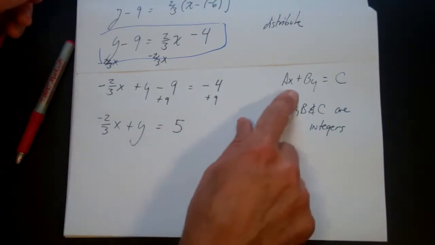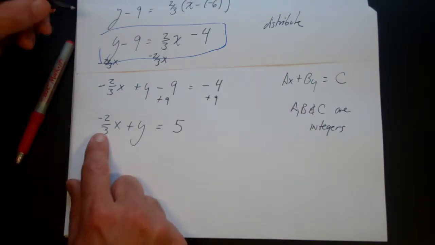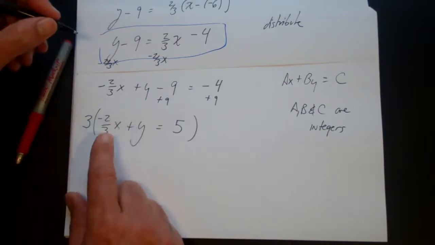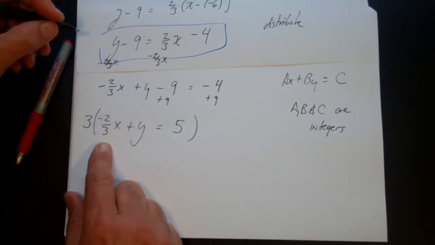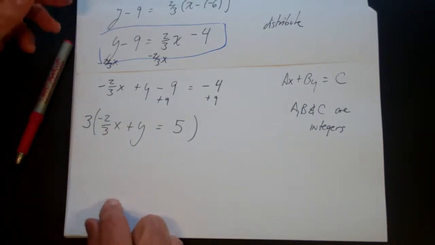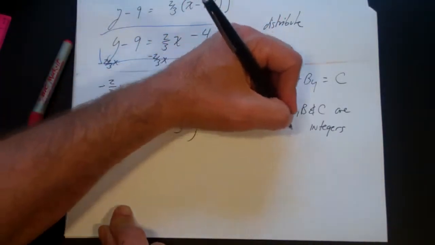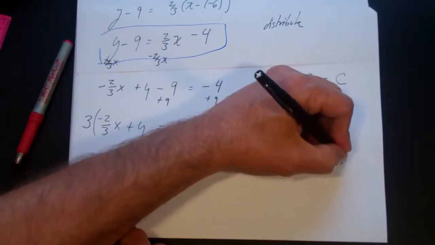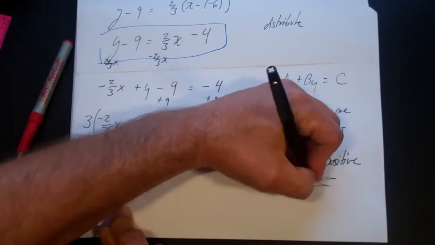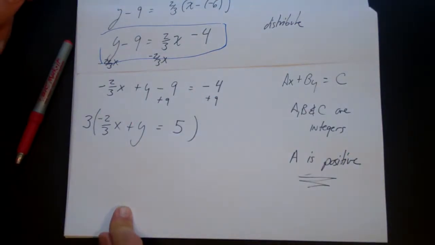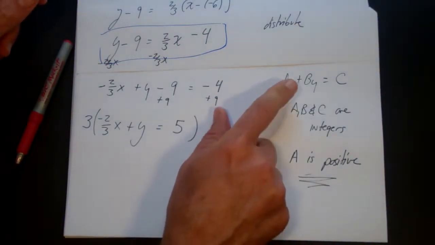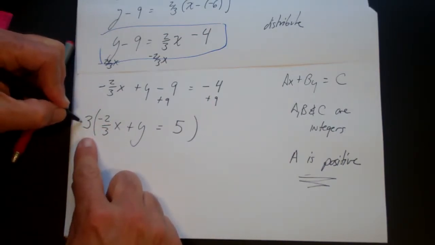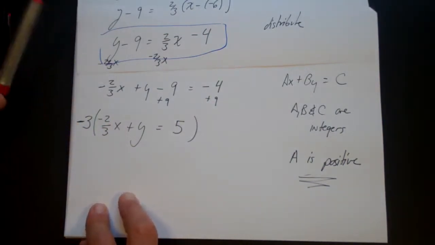Now notice I want a, b, and c to be integers, but this is a fraction, so I want to multiply this by 3. Here's another place where teachers differ. Some teachers feel it's really important that a is positive, whereas other teachers think that's not that important. Books treat it the same way. It's probably just safer to make sure a is positive. Since this a is negative here, rather than multiplying by 3, I'm going to multiply by a minus 3.